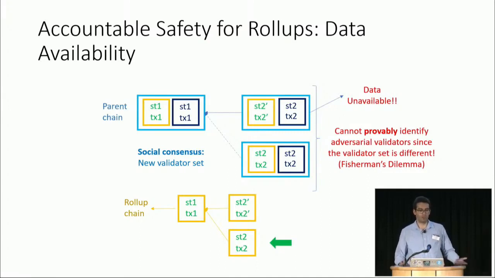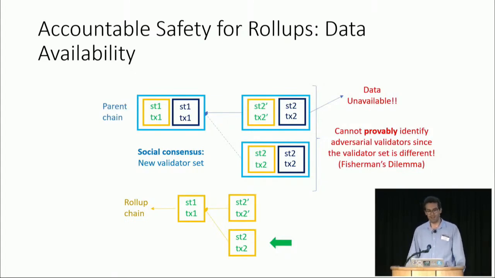So how am I going to provably identify to someone else that these people were malicious? It seems like I have failed at my attempt to prove security, accountable safety. It seems like I cannot identify anyone as malicious on the parent chain, even though there was a safety violation on the rollup chain. So am I going to throw my hands off and walk off the stage?